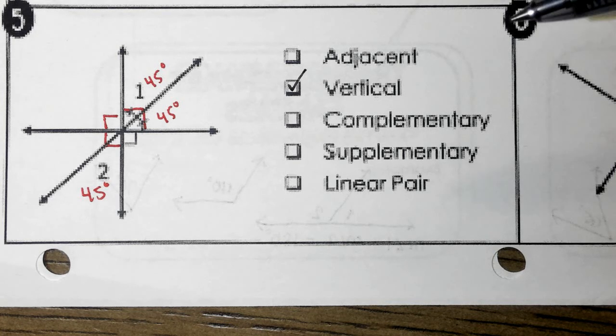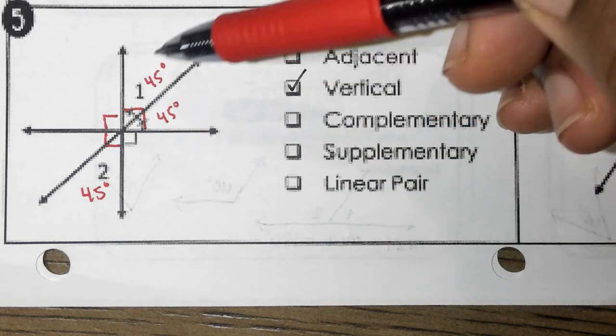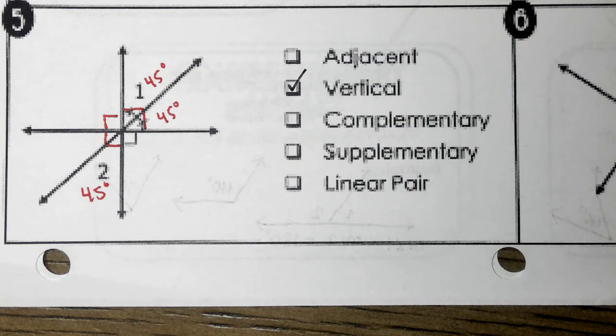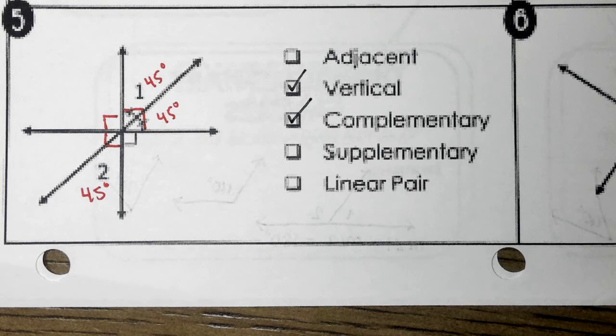And if that's going to be the case, you remember, you know what complementary means. Complementary means two angles that add up to 90 degrees. Angle 1 and angle 2, do they add up to 90 degrees? They don't have to be next to each other. Yes, they do. So complementary should be checked off on this one. Supplementary, no. Linear pair, no.